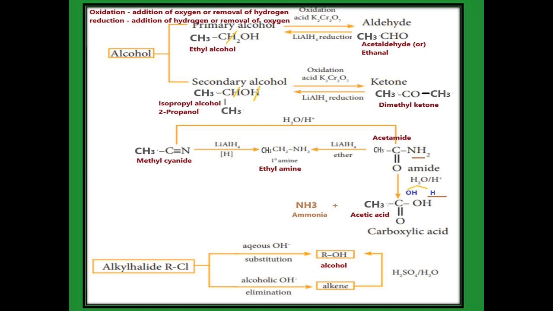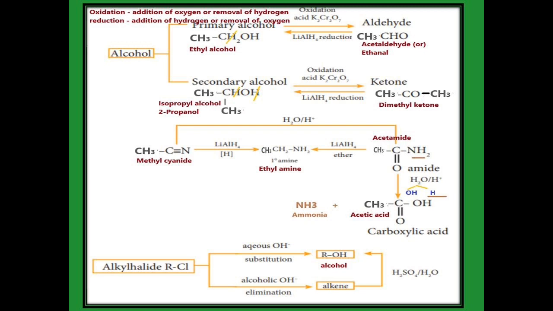The first one, ethyl alcohol, comes under the category of primary alcohol. When it undergoes reaction with acidified potassium dichromate, it undergoes an oxidation reaction. Oxidation means removal of hydrogen. I indicated in yellow color that hydrogen is removed, meaning we get acetaldehyde, CH3CHO.